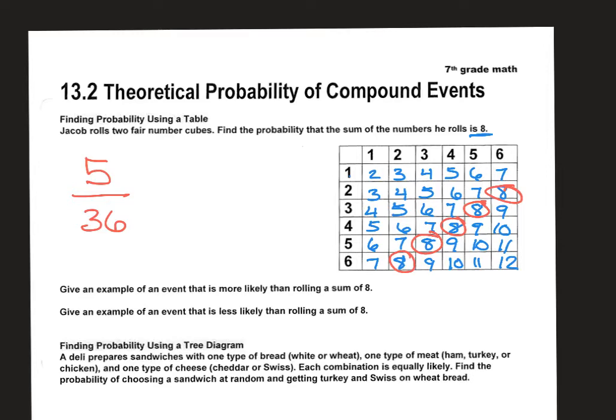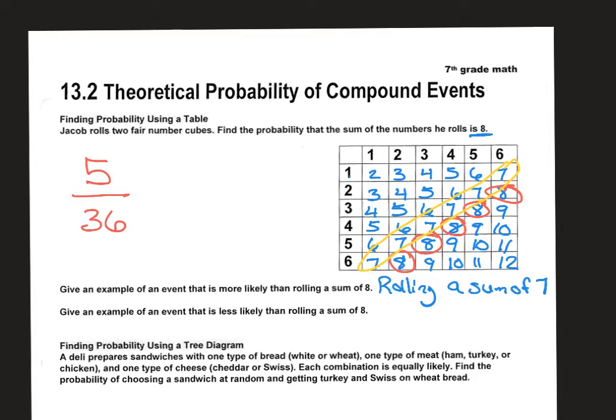Okay, the next example says, give an example of an event that is more likely than rolling the sum of 8. So which one occurs more likely than 8? Well, if we look here, we have a nice little pattern going on, right? So right down here, we have all these 7s. Okay, 7 occurred 1, 2, 3, 4, 5, 6 times. So one that would be more likely than rolling a sum of 8 would be rolling a sum of 7.